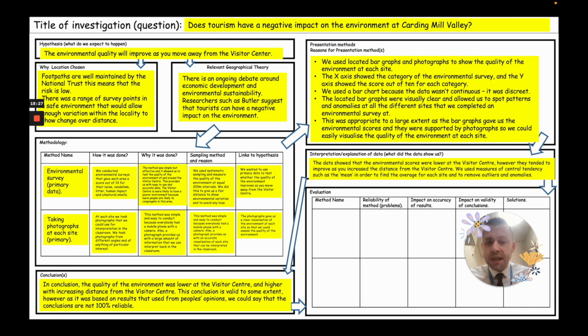Ultimately, what I'm saying here is, I think we can say our conclusions are valid. We can trust them. But we can't trust them 100% because there are some problems with the accuracy of the results. The problems were these results were based on a method that used people's opinions. And people's opinion of what's good and bad and what's loud and quiet may well be different. Alright? So, let's have a look at how we can evaluate this.